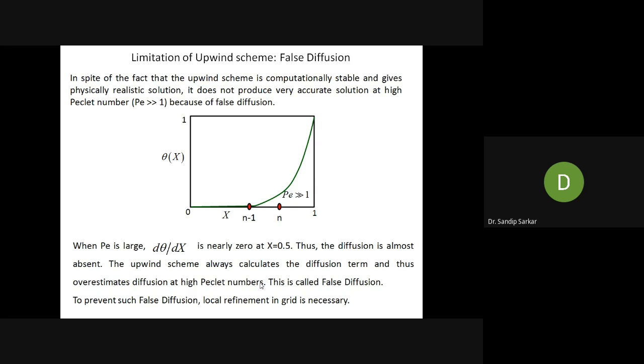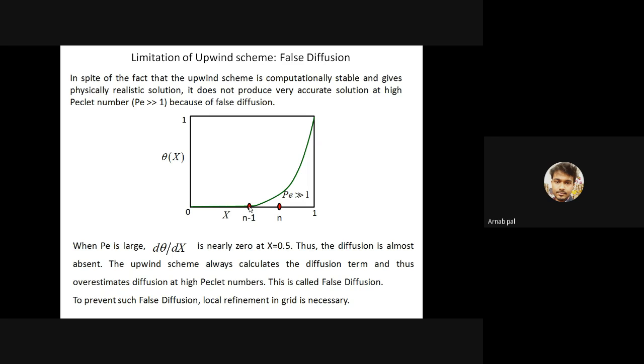What is false diffusion? For a very high Peclet number flow, what is happening? For very high Peclet number flow, del theta del x is nearly 0 at x equal to 0.5, right? Please understand this concept. How does the upwind scheme introduce an additional diffusion to the numerical solution? See, at very high Peclet number, greater than 1, this is the analytical solution and also the numerical solution, theta versus x, right? What is happening when the Peclet number is very large? Del theta del x is nearly 0 at x equal to 0.5. That is at a discrete point, right? Is that true?